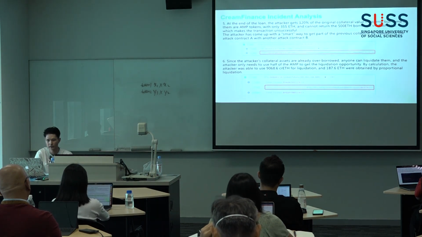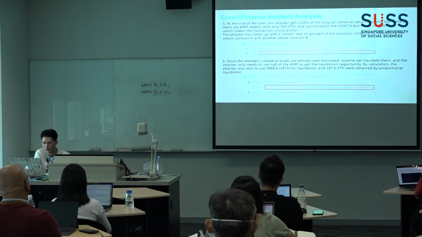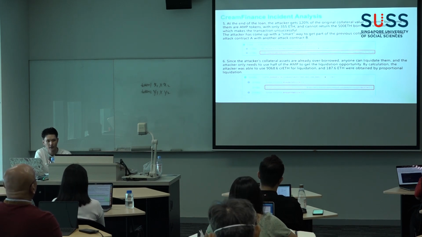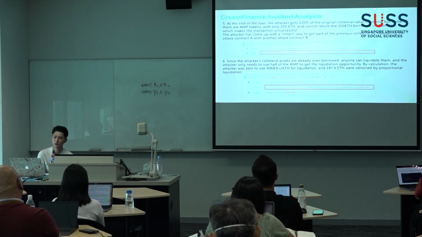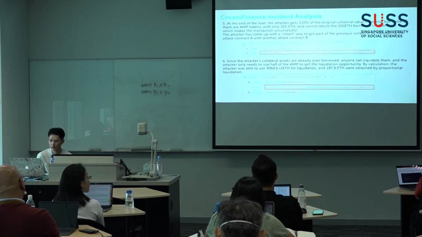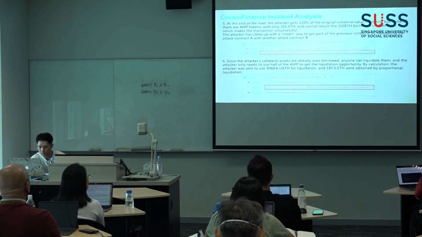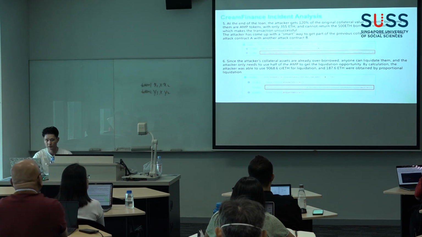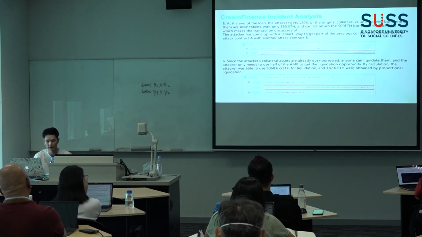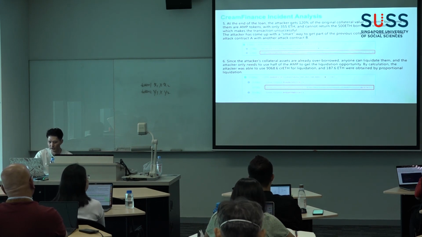At the end of the loan, the attacker gets 120% of the original collateral value in tokens, but some of them are AMP tokens, with only 355 Ether, and he cannot return the Ether borrowed via flash loan, which makes the transaction unsuccessful. The attacker came up with a smart way to get part of the previous collateral by liquidating attack contract A with another attack contract B. So the attacker actually created two contracts because the first contract cannot repay the flash loan by itself. Since the attacker's collateral assets are already overborrowed, anyone can liquidate them, and the attacker only needs to use half the AMP to get the liquidation opportunity.